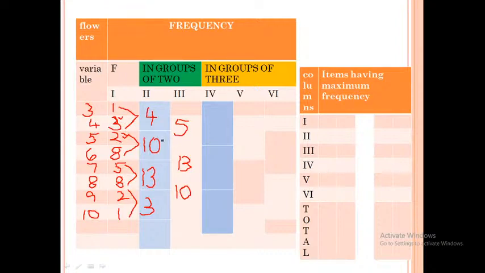3 plus 2 comes to 5. Then 8 plus 5 comes to 13. Here it is 3 plus 2, and 13 is 8 plus 5, and this 10 is 8 plus 2.